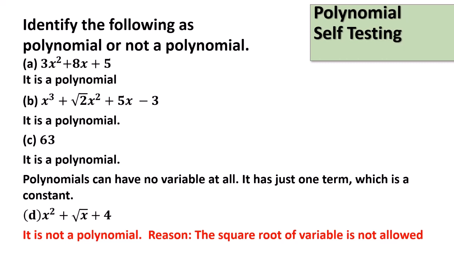Now part C, 63. It is also a polynomial. A polynomial can have no variable at all. It has just one term, which is a constant. Now consider part D, x square plus under root x plus 4. It is not a polynomial because the square root of a variable is not allowed in polynomials.